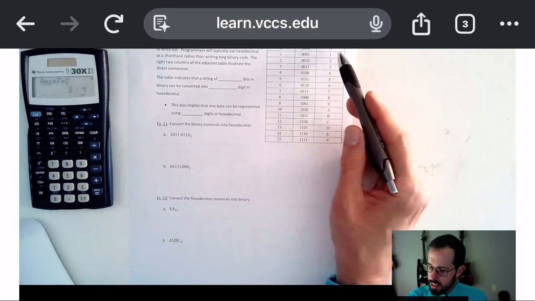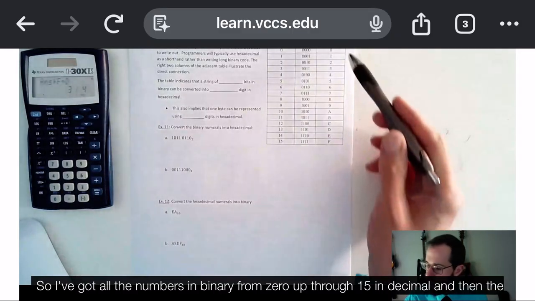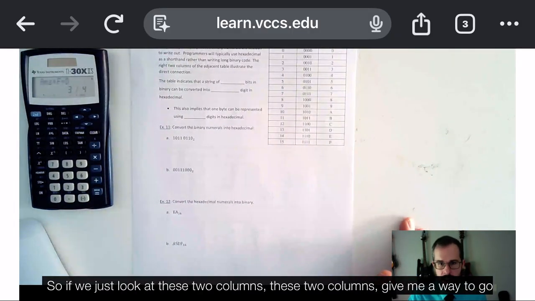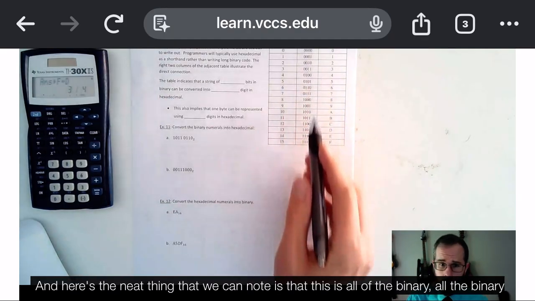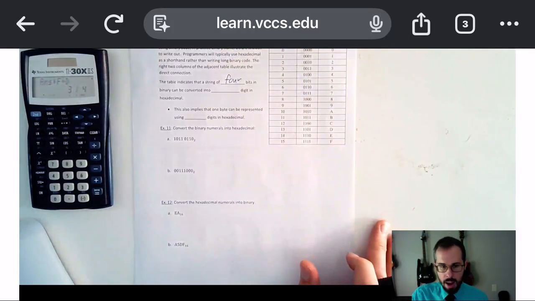So here we got the hexadecimal that is equivalent to the various binaries. So I've got all the numbers in binary from 0 up through 15 in decimal, and then the also equivalent hexadecimal. So if we just look at these two columns, they give me a way to go from binary into hexadecimal. And here's the neat thing that we can note: this is all of the binary things that we could express with 4 bits. Those are all the binary numerals that are 4 bits.